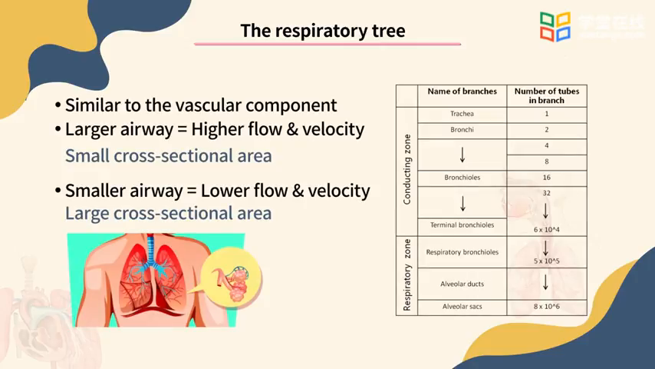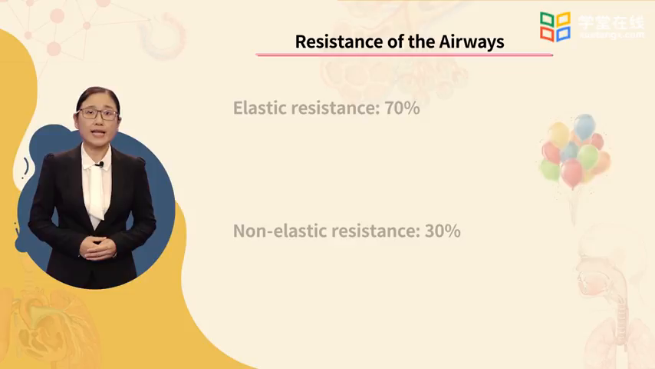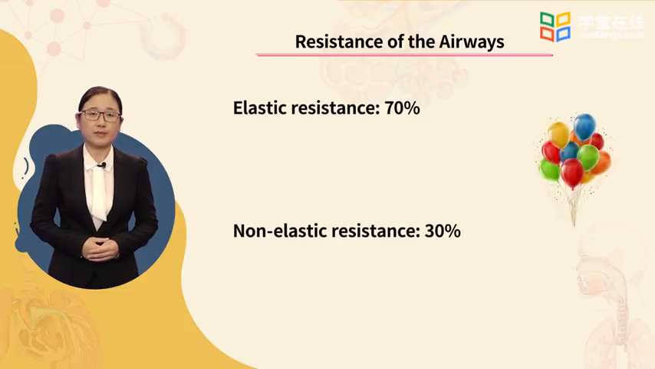The branchy pattern of the airway is similar to the vascular component. Please note, the airflow is not at the same speed everywhere in the respiratory system. The flow is faster in the larger airways. On the contrary, airflow is slower in the smaller airways. Do you all know why? This is because of the presence of resistance, which have two parts, elastic and non-elastic.